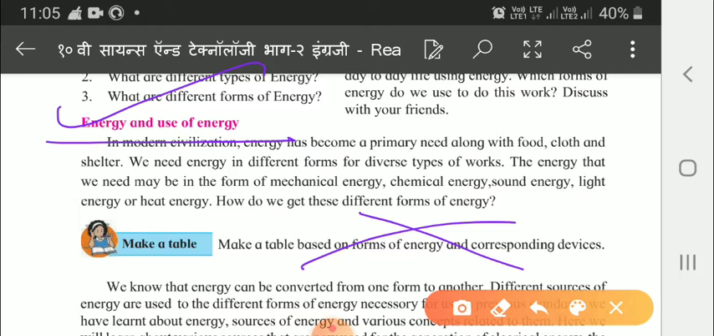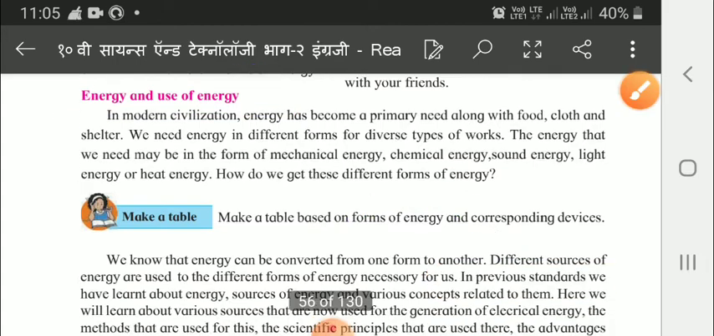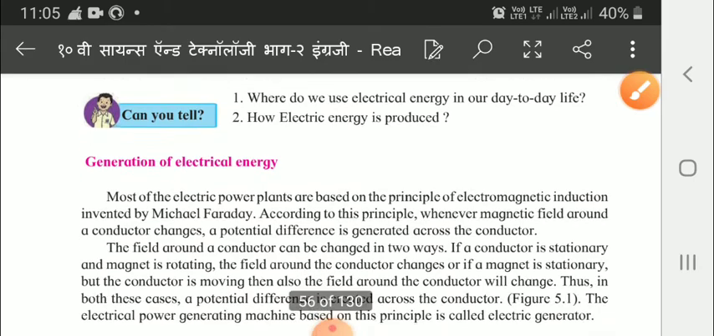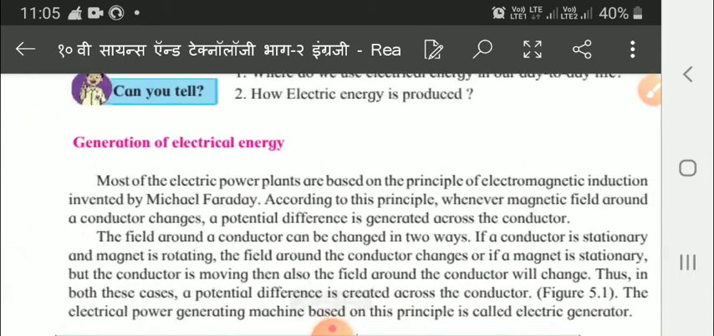Now here we can see that different methods are there to create, to generate energy. So let us see the generation of electrical energy. Here is the generation of electrical energy.